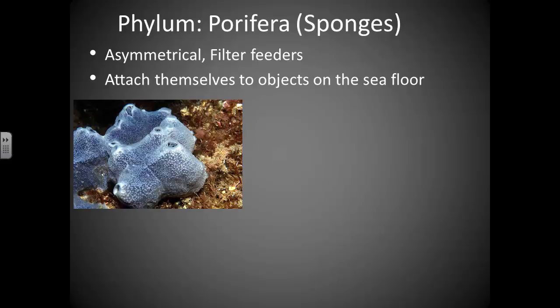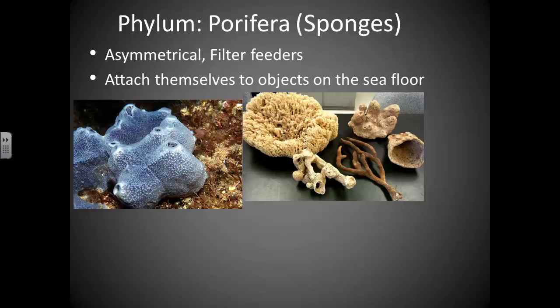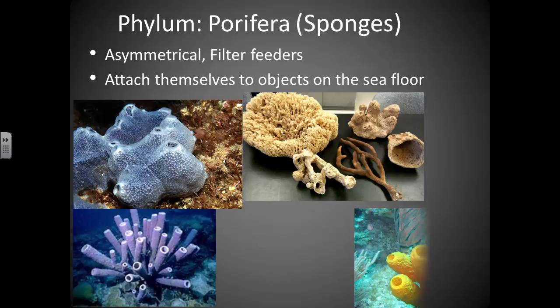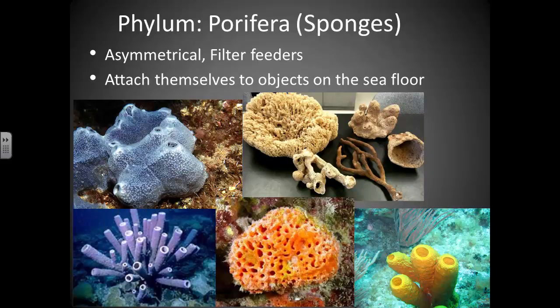Most of these sponges are called sessile. They sort of attach to a surface and stay there. They don't move around at all. They come in lots of shapes, sizes, colors. These are all different types of sponges.